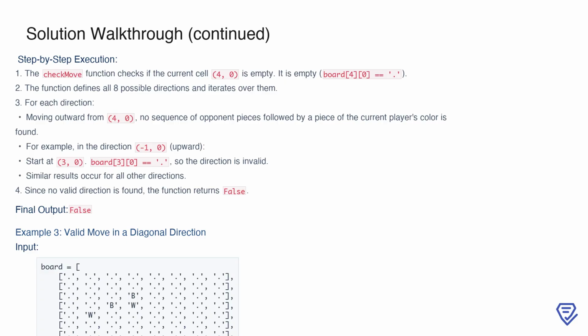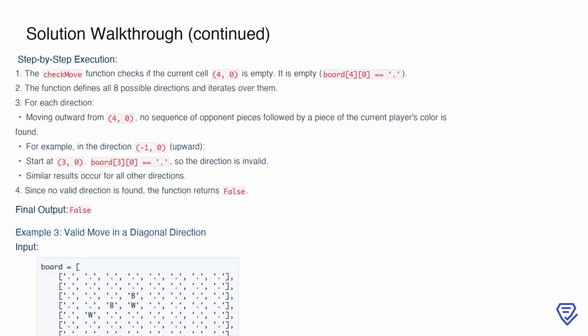In this case, we are checking if the move at 4, 0 is legal. The checkMove function first verifies that the cell is empty, which it is since board 4, 0 equals dot. The function then defines all 8 possible directions and evaluates each one. For each direction, it looks for a sequence of opponent pieces followed by a piece of the current player's color. For example, in the upward direction, -1, 0, starting from 3, 0, the function finds the cell to be empty, making the direction invalid.